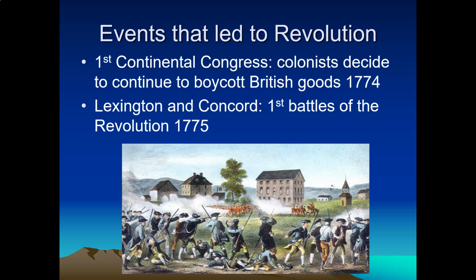Because of this, the colonists start building up weapons, building up ammunition, building up resources, and in 1775, the British, bringing in forces into Boston to basically try to enforce the law, attack at Lexington and Concord, two munitions depots there in Boston. And that kind of kicks off the war. That's the first battles of the Revolutionary War.